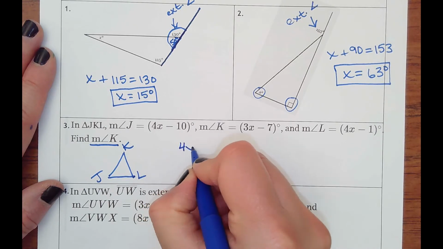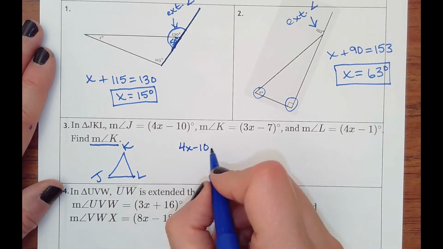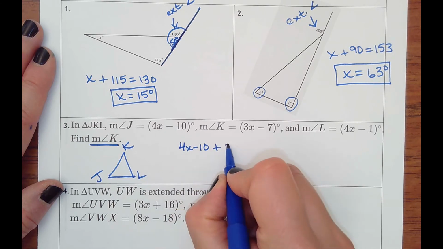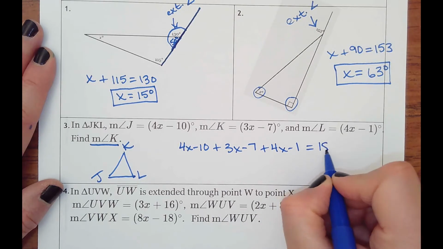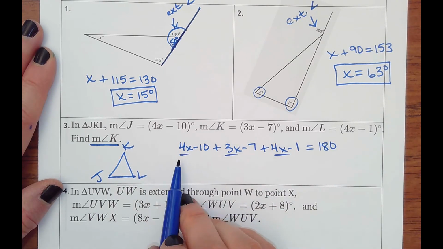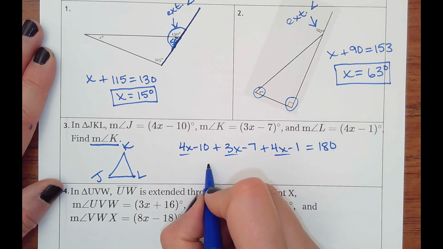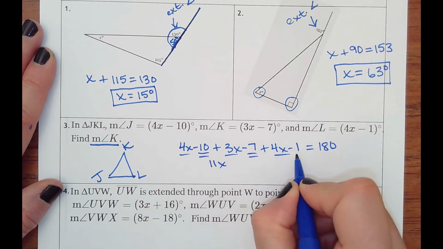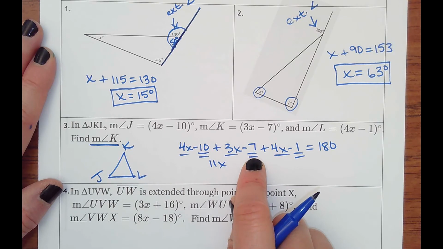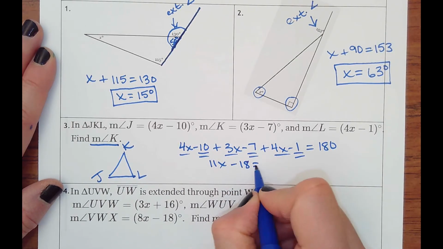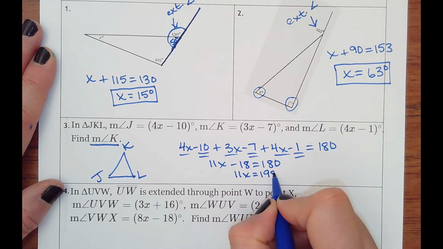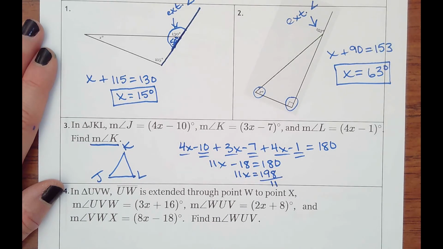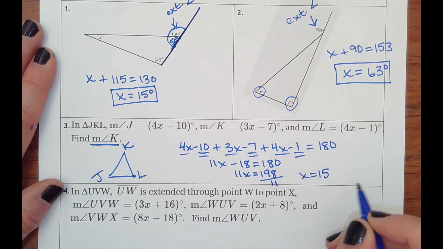Well, we know that the 3 angles of a triangle always add to make 180. So you put 4x minus 10 plus 3x minus 7 plus 4x minus 1 equal to 180 degrees. Combine your like terms. 4 plus 3 is 7, plus 4 would be 11x. Negative 10 minus 7 would be negative 17, minus 1 more would be negative 18. Add 18 over, that would be 198. Divided by 11, that's 18. But you can't stop there, that's not a degree.